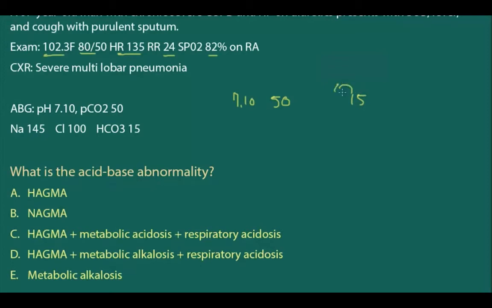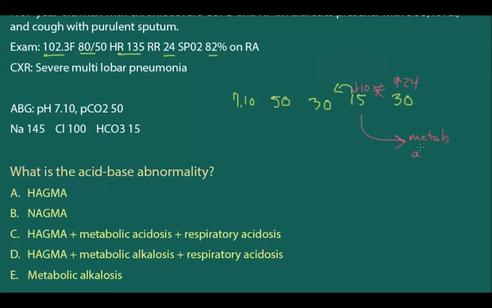Anion gap is 30, which is 24 more than normal. Because we have a HAGMA, we further check to see if the increase in anion gap is about equal to the decrease in bicarb. So we have a 24 increase in anion gap above normal. 15 is 10 less than 25. So we have a 10 drop in bicarb versus a 24 rise in anion gap. So that means our bicarb isn't nearly as low as we expect it to be. And that can only mean we have a metabolic alkalosis on top of that.